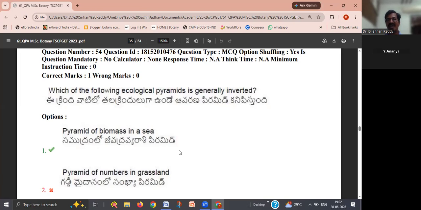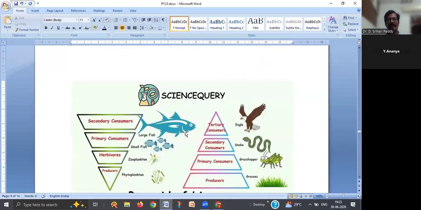In the case of pyramids of energy, the pyramids are always upright, straight. But in the case of pyramids of biomass and pyramids of numbers, in some cases, in a few cases, we see inverted pyramids. So where we see this, I will show you in the diagram here.